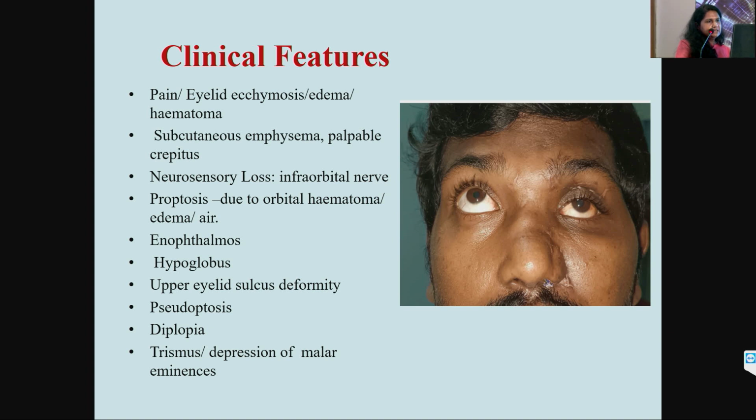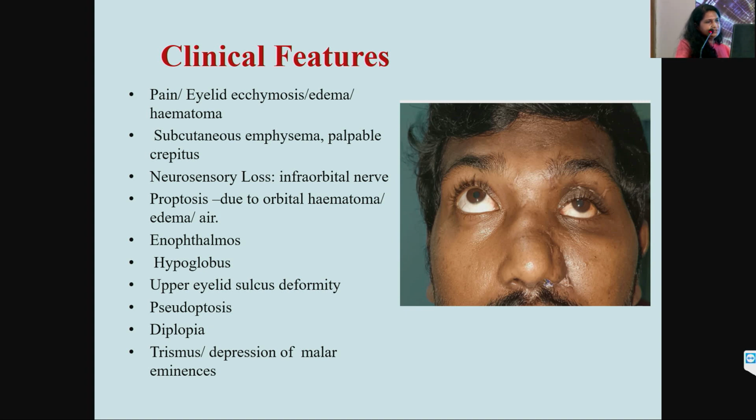Clinical features. Clinical features mainly depend upon the severity of trauma and also the time interval between the injury and presentation by the patient. Early features include pain, eyelid ecchymosis, edema and hematoma. There can be subcutaneous emphysema. Neurosensory loss of infraorbital nerve, if present, is pathognomonic. So there will be sensory loss in the ipsilateral cheek area, ipsilateral teeth and also the tip of the nose.